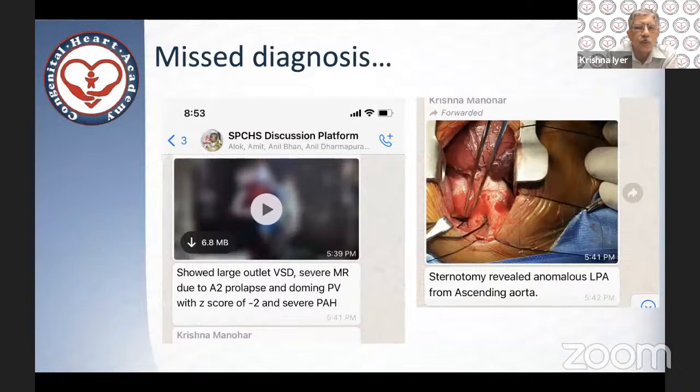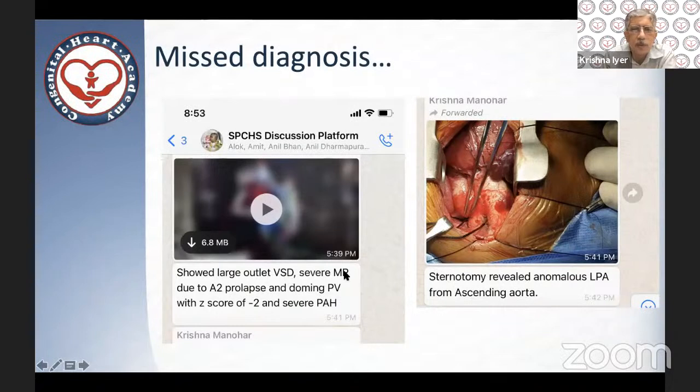Just an example of what a misdiagnosis can do. This is a screenshot from a surgical discussion group that we have, of cardiac surgeons, pediatric cardiac surgeons in our country. We have a discussion platform on WhatsApp where we put up interesting cases or difficult cases, or the younger surgeons want advice on a difficult or challenging case. And this is just an incident which one of our surgeons put up. He operated a case which was supposed to be a large outlet VSD with severe mitral regurgitation due to atrial prolapse and a doming pulmonary valve.